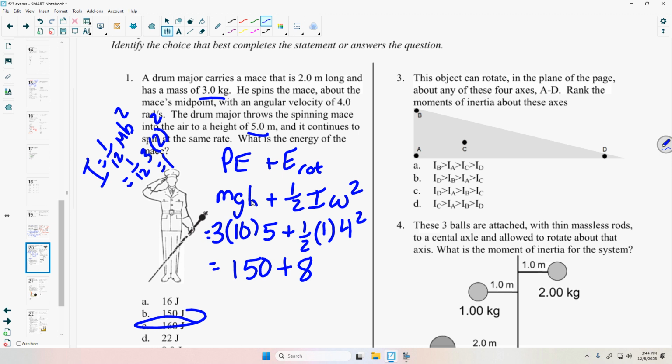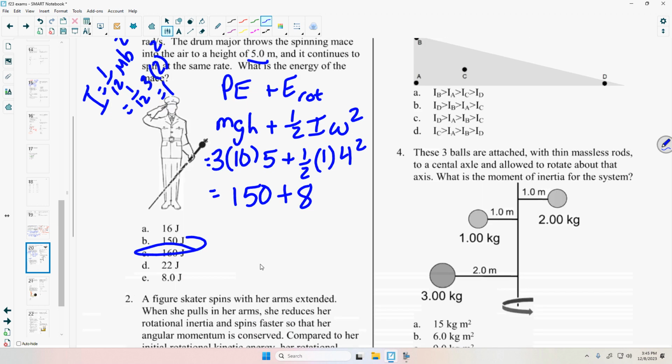Keeping proper sig figs. Some students ask me if I count off for sig figs. No, I'm not going to count off for sig figs, but I do keep proper sig figs in the answer. So be careful as you round, and know how to round that.